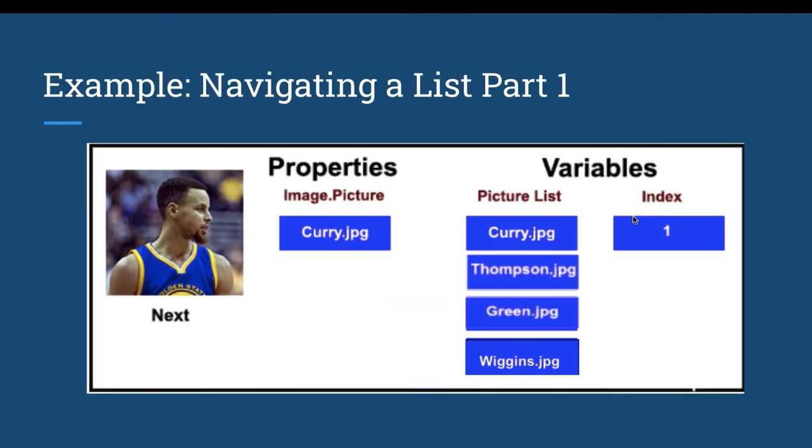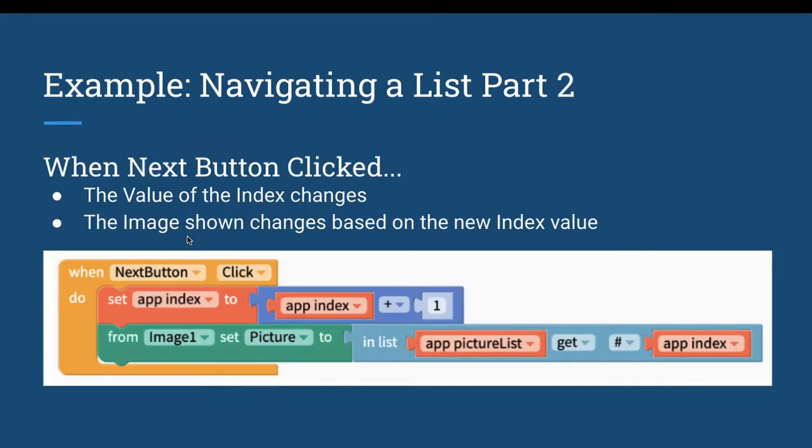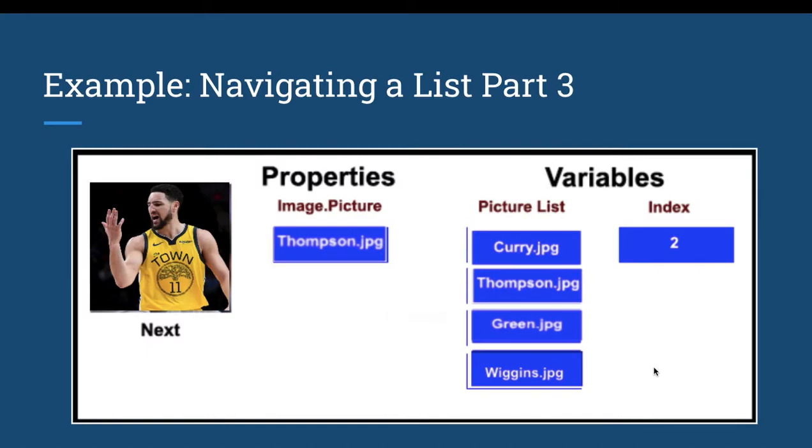Okay, so that's our better solution, and that's what it would look like if we have all of our list elements laid out here. We have, again, two variables, our index variable and our picture list, our list being set up as a variable data type. The property that the image picture is going to be set to, because we're at image index one, is Curry, and it'll show as Curry on our screen. We know that when the index changes, the image shown will change based on the index value. If we clicked it again and the index went up to two, we would be able to access the second item in the picture list, which is Thompson. So the property of the image picture would be changed, and we'd end up looking at Klay Thompson, looking at his hand.